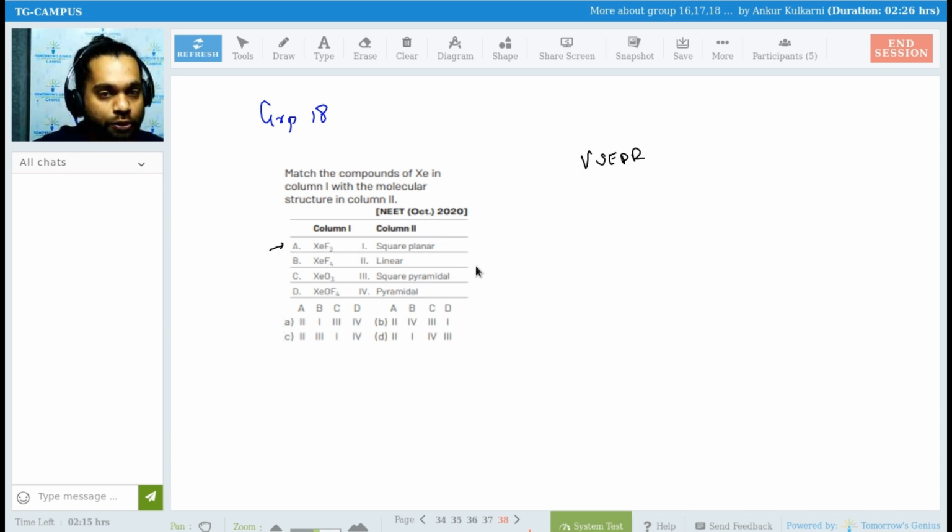Always be smart enough and look at the options. Do we have to solve XeF2? Sarjana, Prashanti, do we have to solve it? No, it is already given. In each and every option XeF2 is linear. I don't even understand why they even give the option. So you have to solve the XeF4. Come on, let us solve the XeF4.